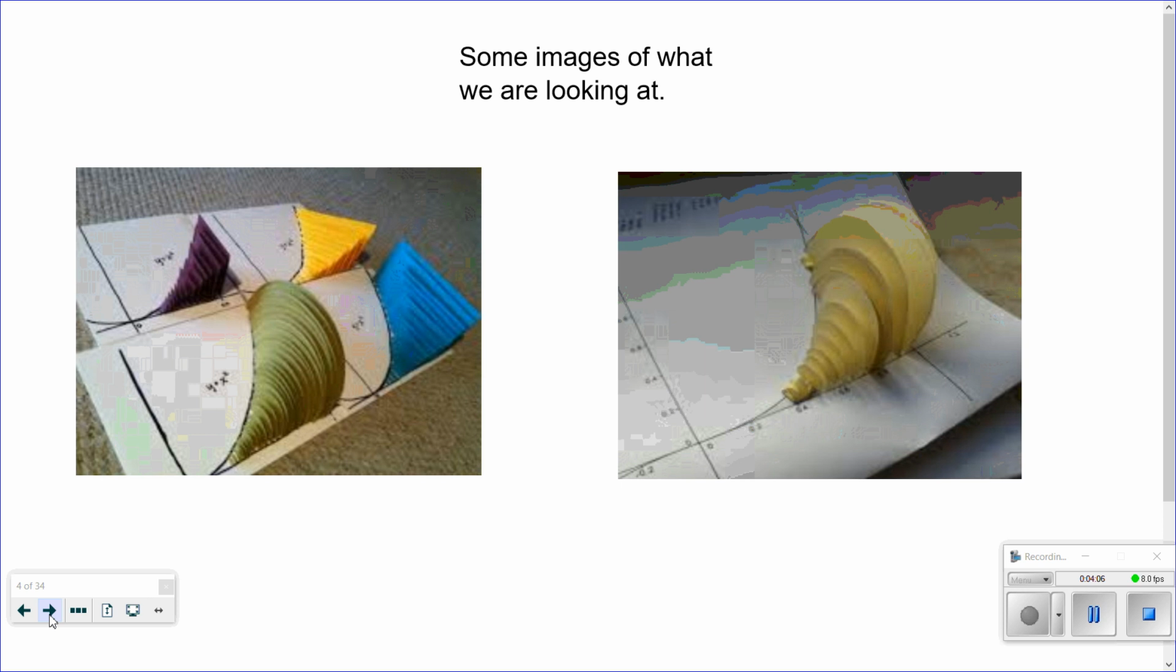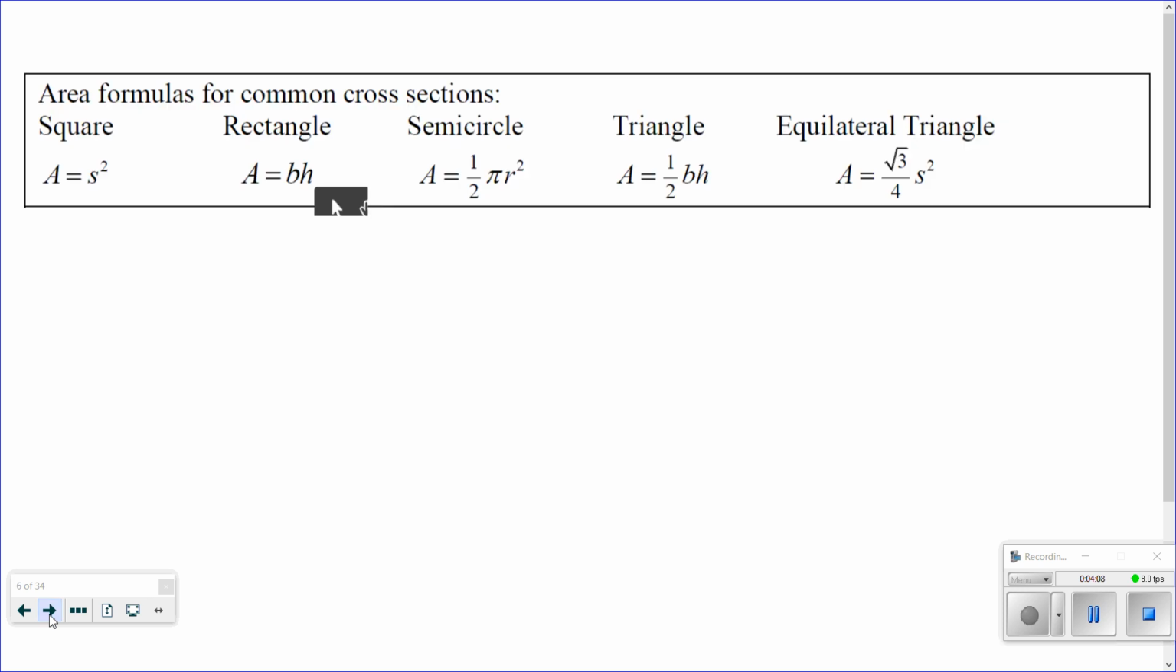Okay, so let's talk about how we'd find the volume of those. This is going back to your book. Before we get into finding the volume of those shapes that are formed, make sure you're familiar with these common area formulas. The area of a square: you just take one side and square it. A rectangle is base times height. A semicircle is 1/2 pi r squared; pi r squared is a circle, so 1/2 pi r squared is a semicircle. A triangle is 1/2 the base times the height. I think we're pretty familiar with those.